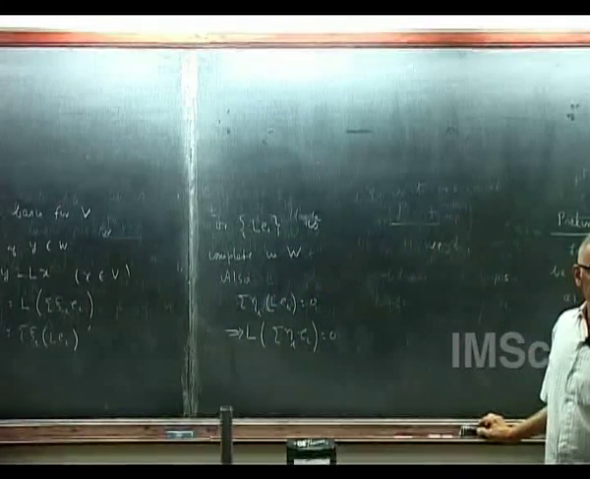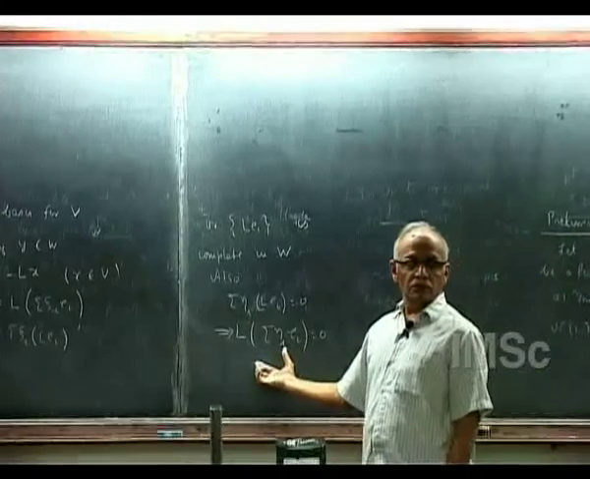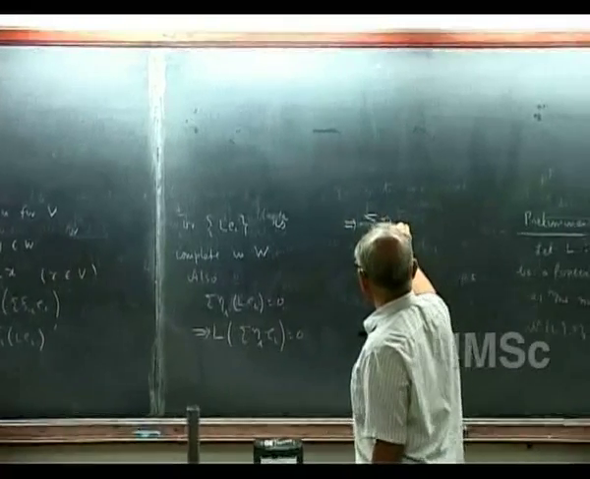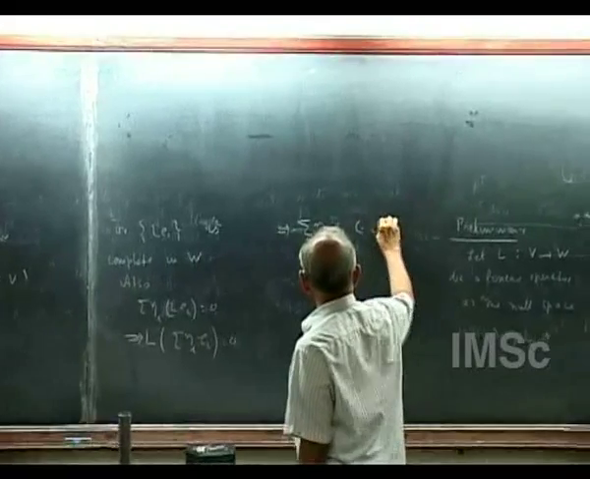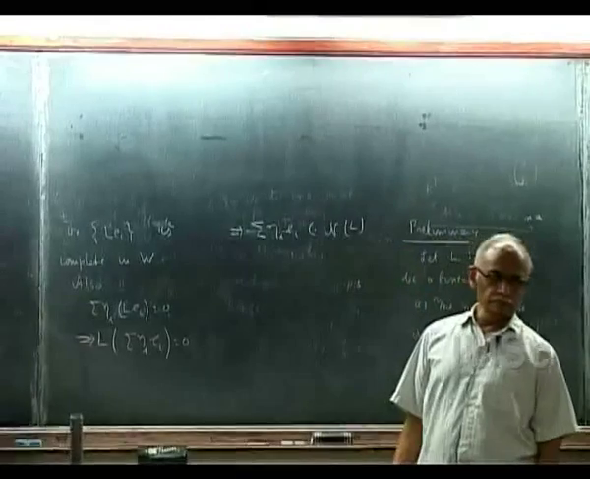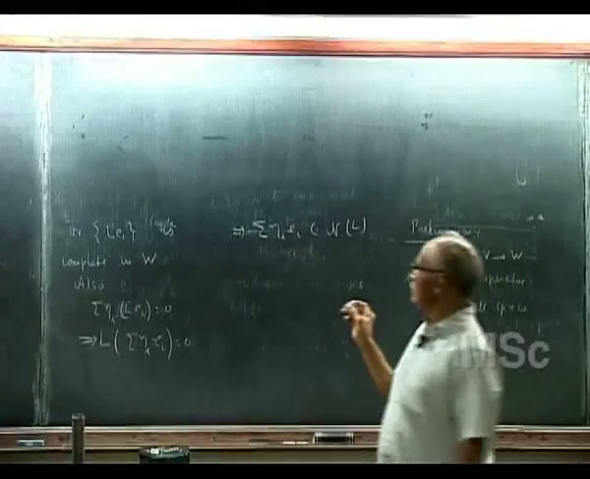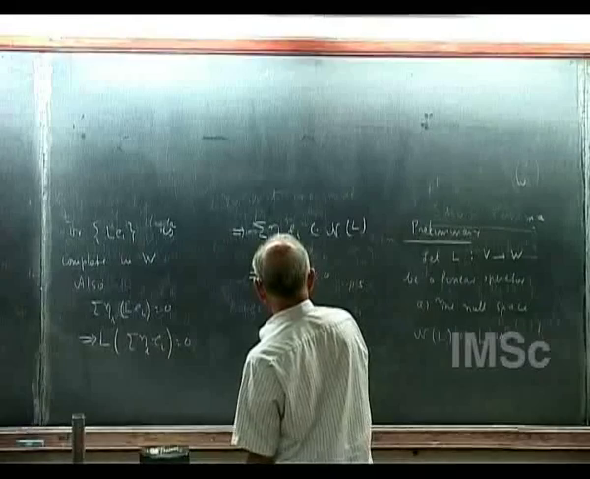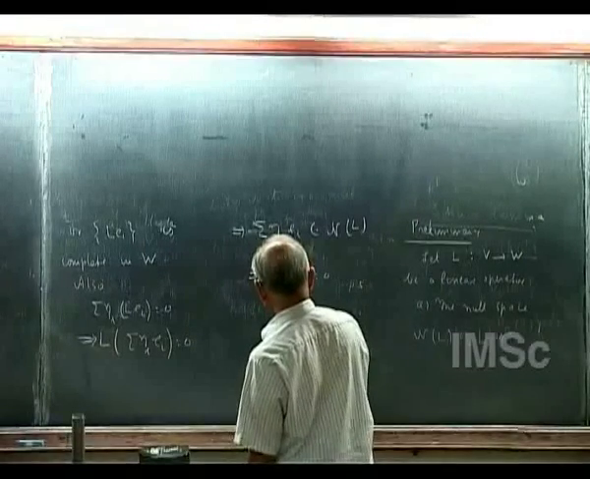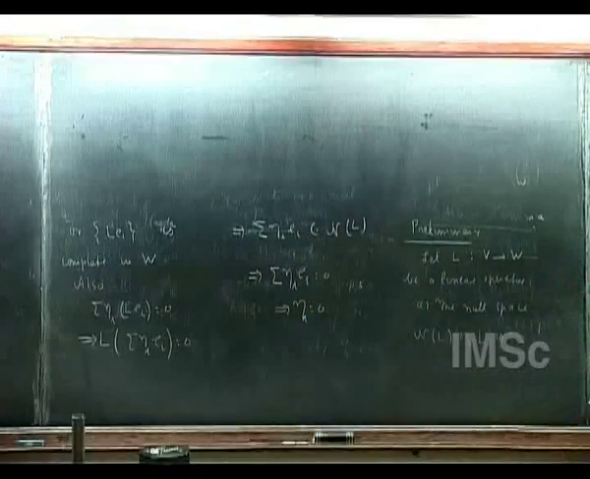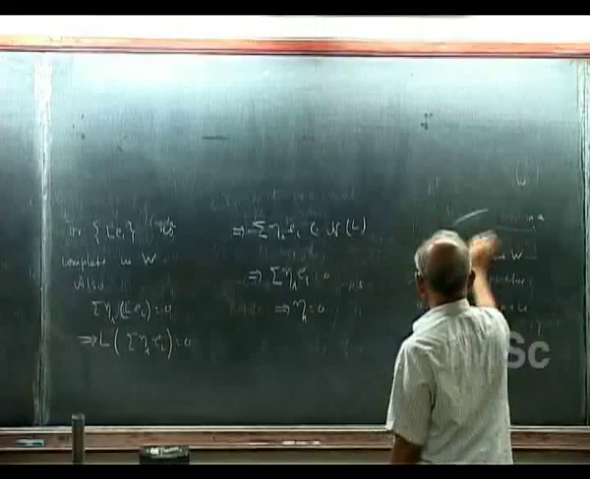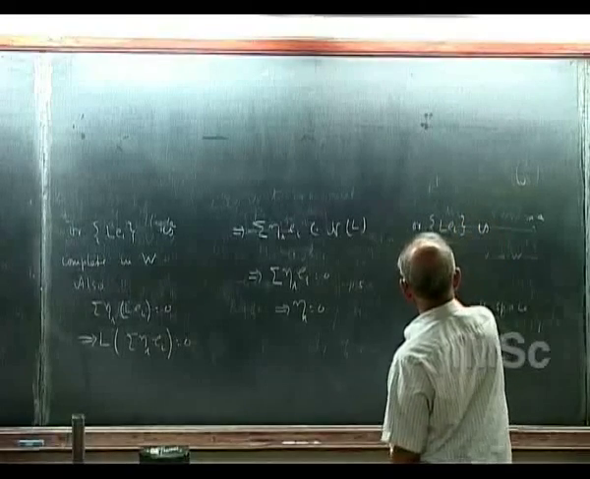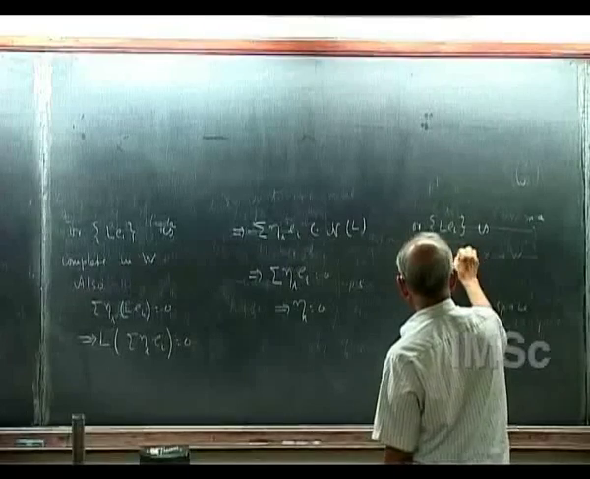Okay. So, what do I say? L is annihilating this, so it is in the null space, right? The sum of eta_i E_i is in the null space of L. But there is only one 0 there. So, this means the sum of eta_i E_i is 0, but these are linearly independent. So, this implies eta_i is 0. Yes? So, I have proved that L E_i is a basis for W.